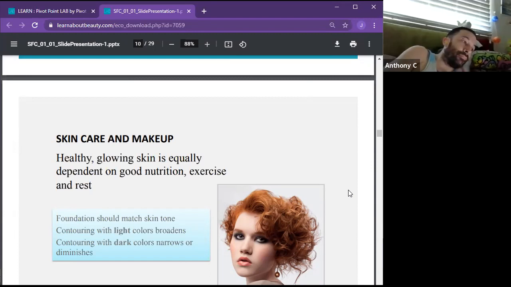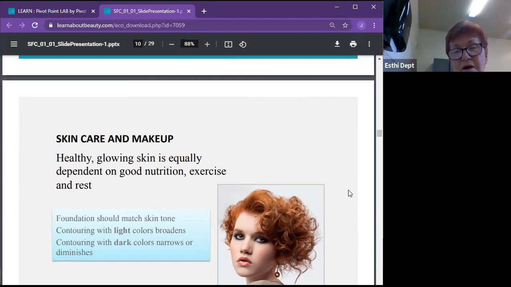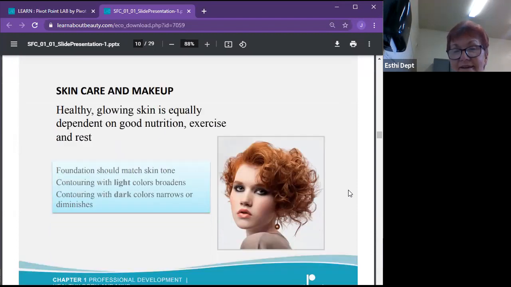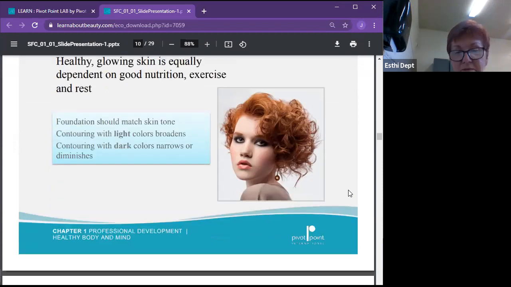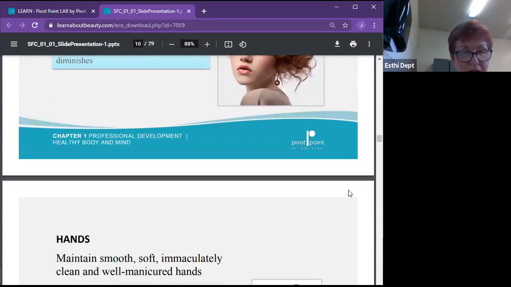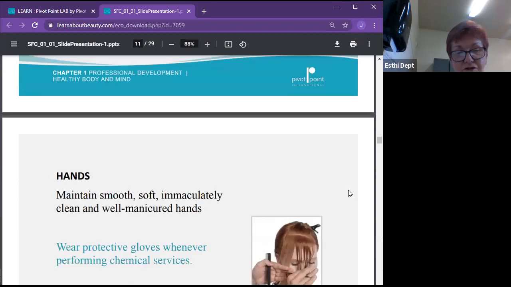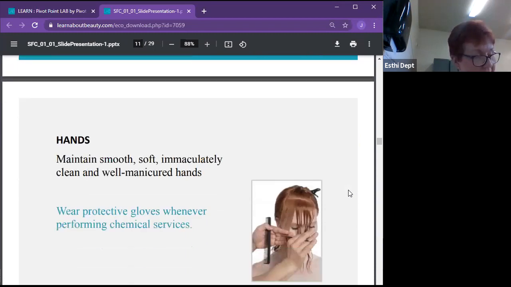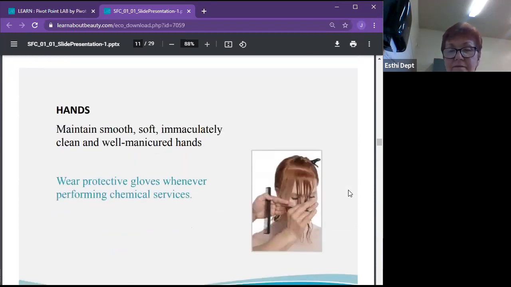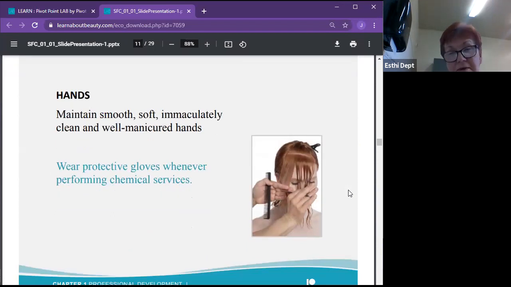Okay. Your clothing must be clean, shoes polished, and dress well. Okay, so it's clothing must be clean, shoes polished, and dress well. They're adding hands in here, okay? And your hands should be manicured.